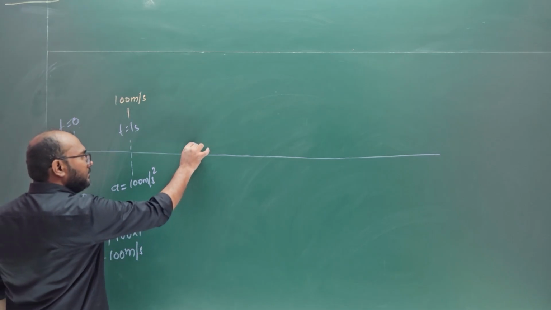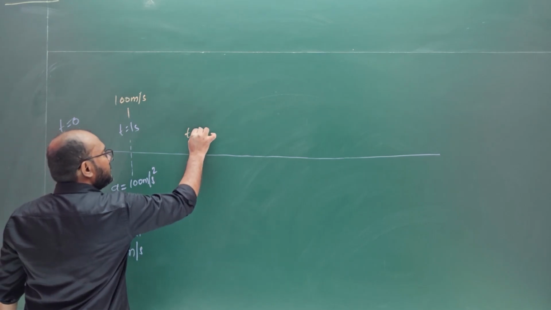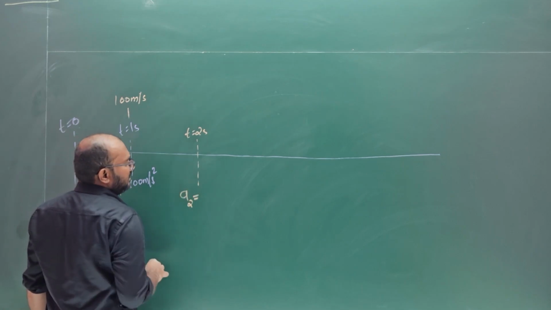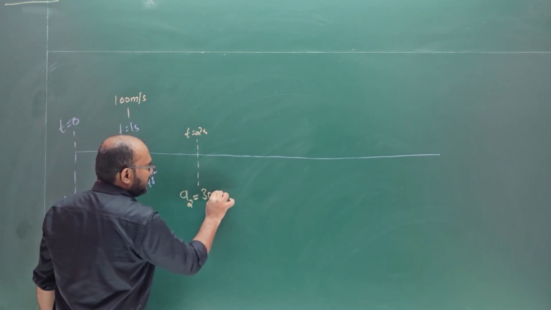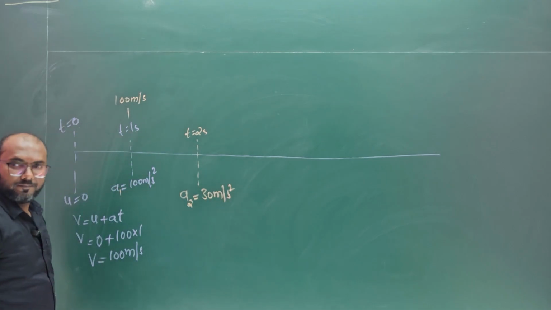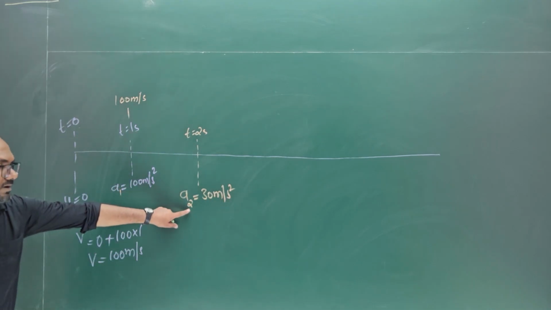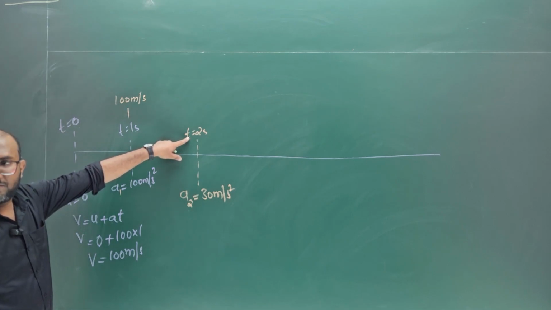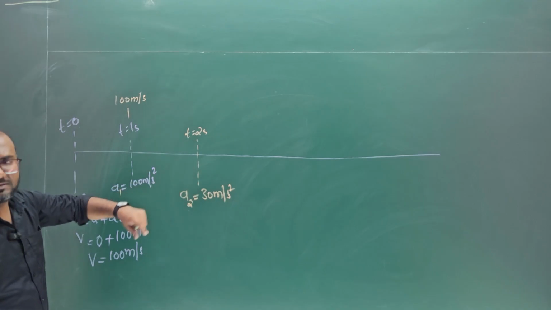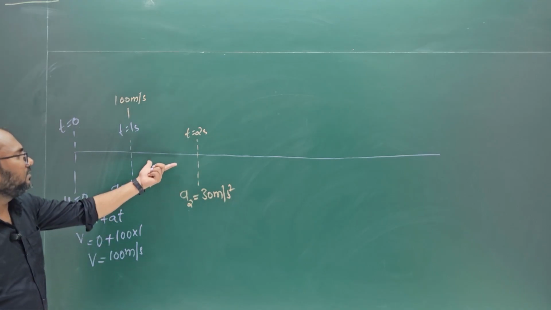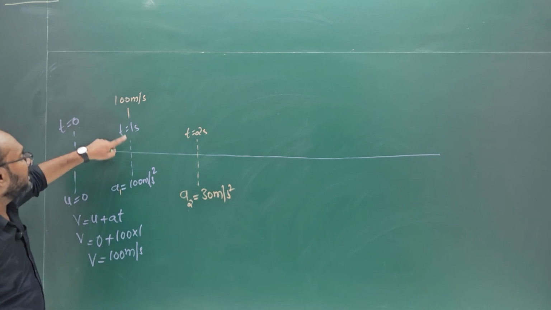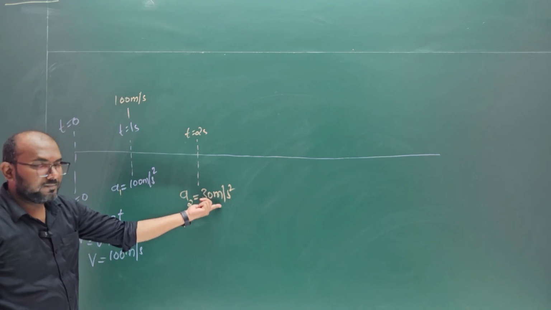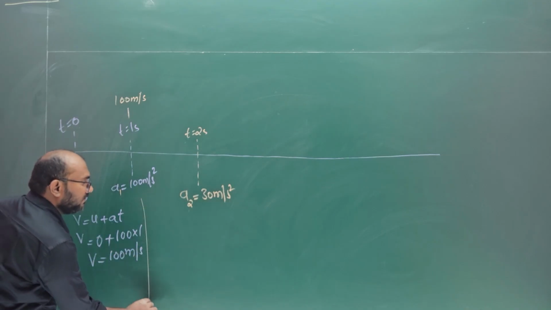After one more second, consider at this point, at t is equals to 2 seconds, I found that acceleration a2 is nothing but 30 meter per square second. What is the acceleration at this point? I found 30. From here to here it is variable acceleration. So just consider over here. Initial velocity is 100. Time is 1 second between these two. Acceleration is 30. Can we find the final velocity, that is v2?